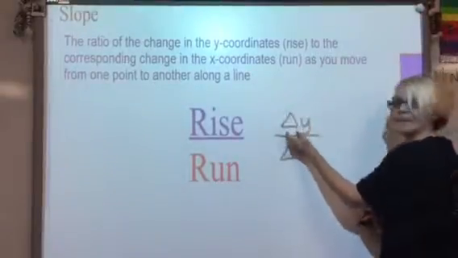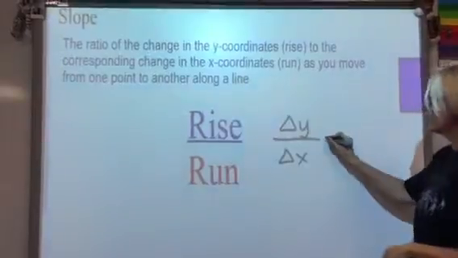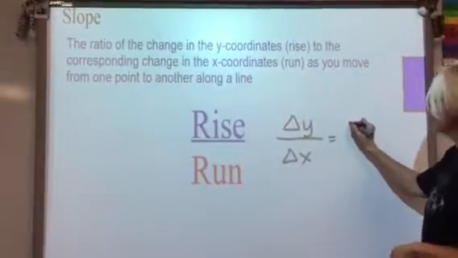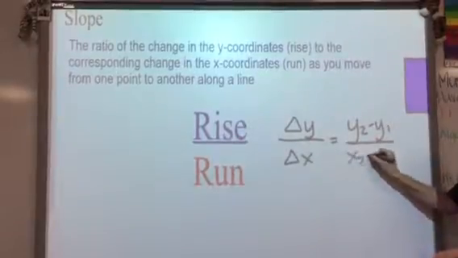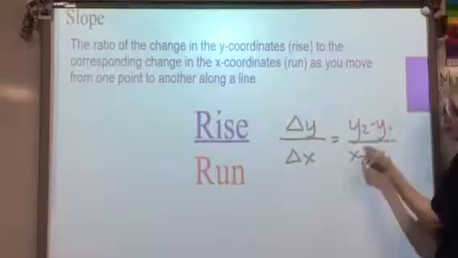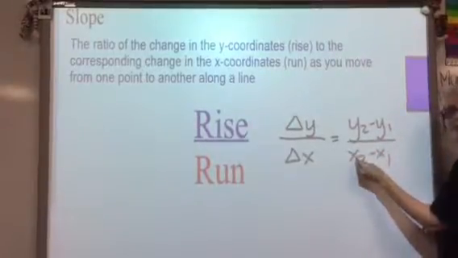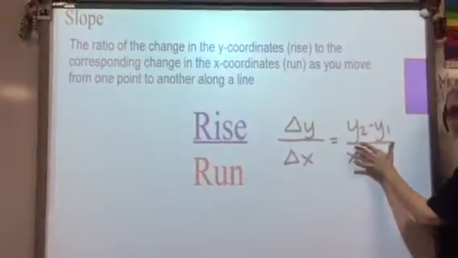And this delta is what this is called. This just stands for change. And our actual slope formula is going to be y2 minus y1 over x2 minus x1. So this is the second y-coordinate minus the first, divided by the second x-coordinate minus the first. And we'll do a lot of practice with this so you'll get better at it.